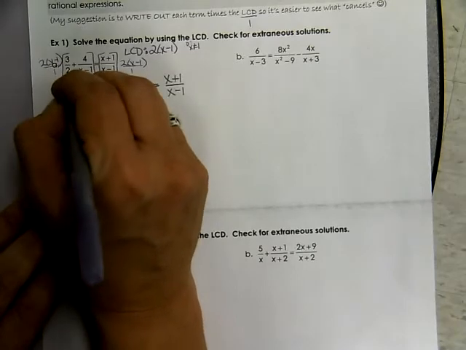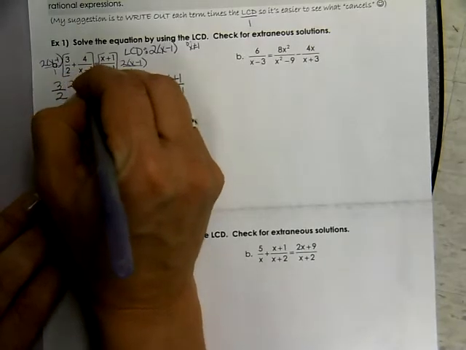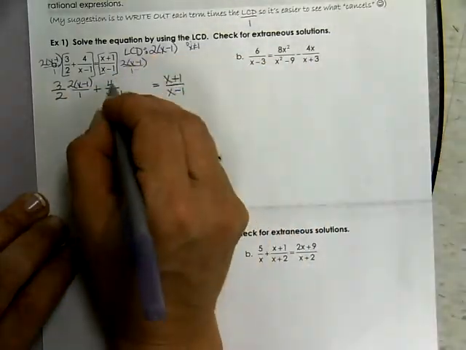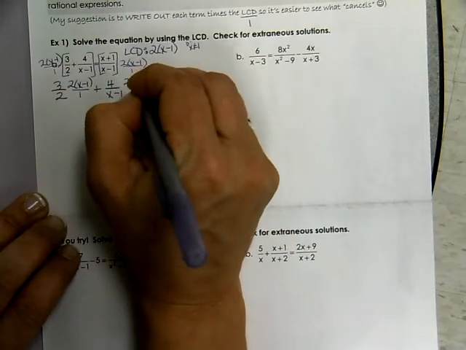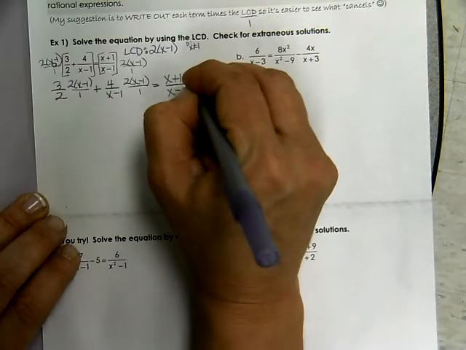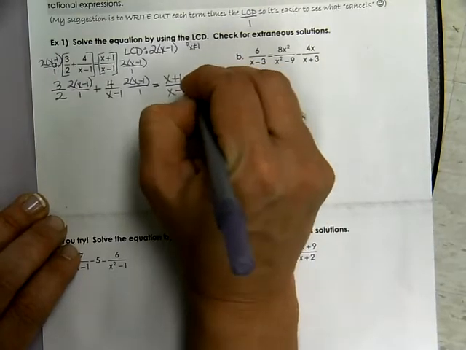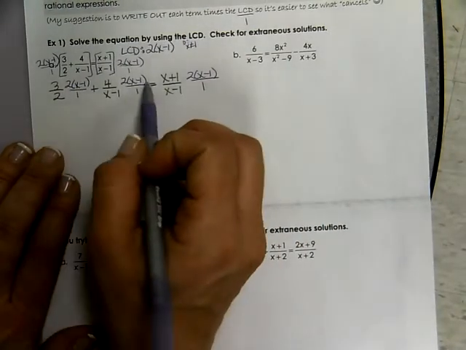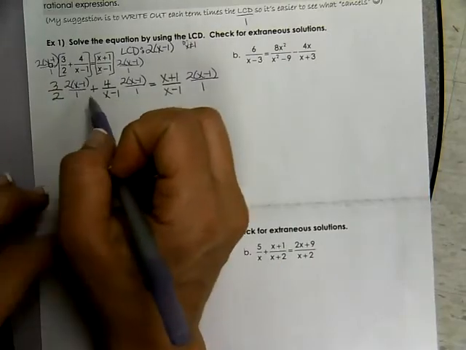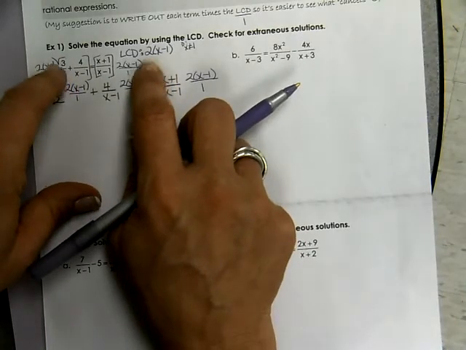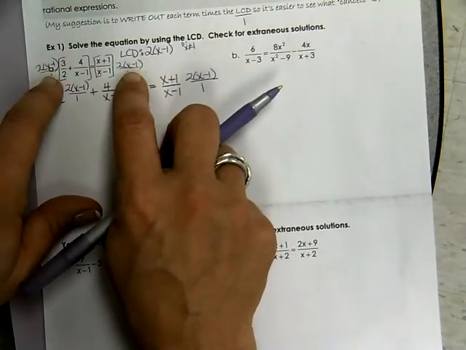That means I'm multiplying 3 over 2 by 2 times x minus 1. If you want to write the over 1, that's fine. 4 over x minus 1 times 2 times x minus 1, and x plus 1 over x minus 1 by 2 times x minus 1 over 1. The reason we're able to multiply by over 1, instead of creating a fraction equal to 1, is because we're keeping it balanced on both sides of the equation.